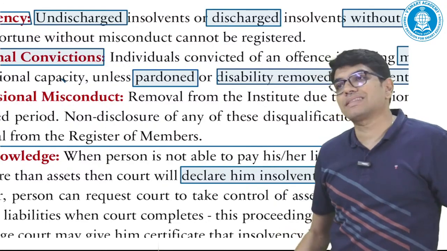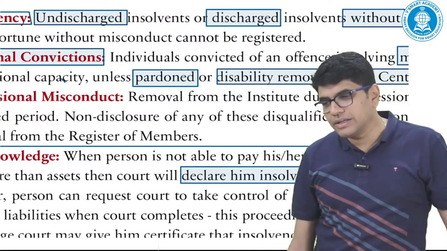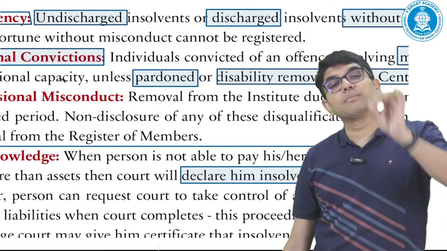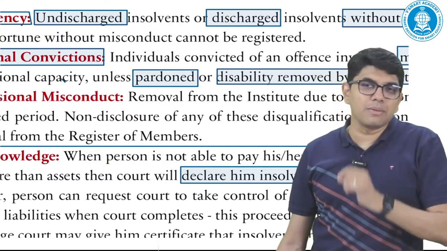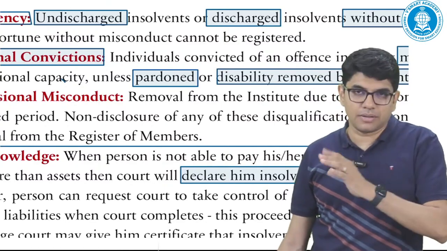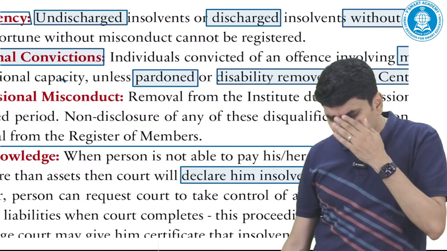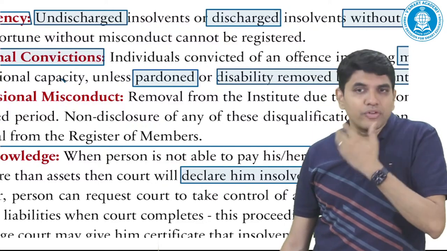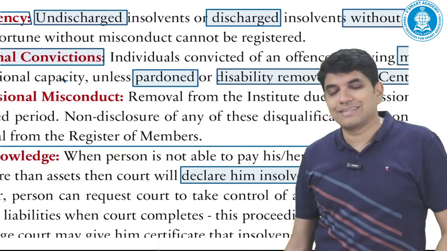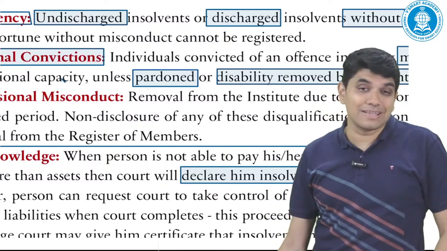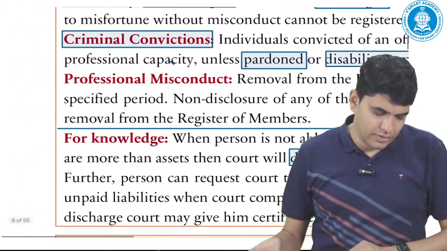Or the central government says that whatever he did, he did it for the nation. And we are removing his disability, making him eligible to become a member. He can become one. So if someone is convicted for criminal activity, they will be disqualified. There are two ways they can come back: either they get a pardon or the central government removes their disability. Either of the two things will be required to come back.